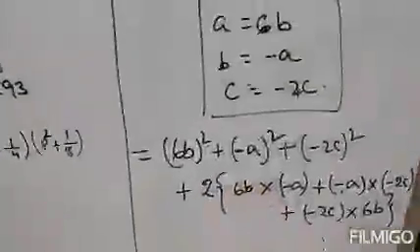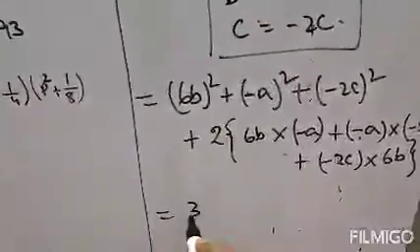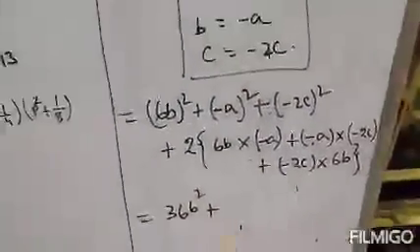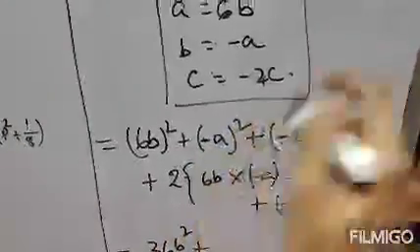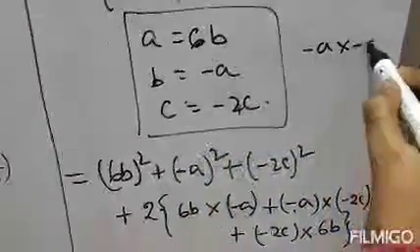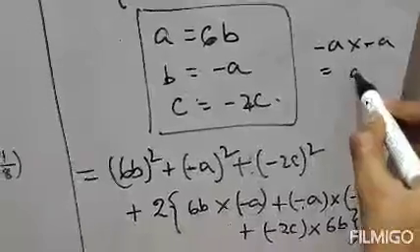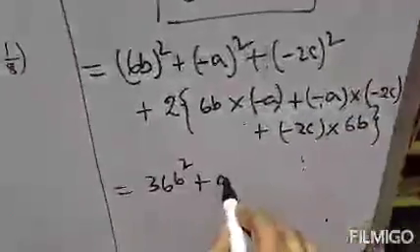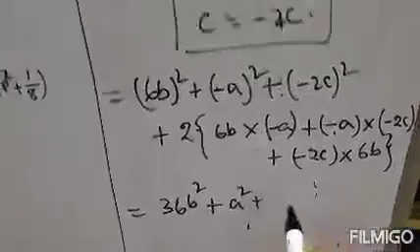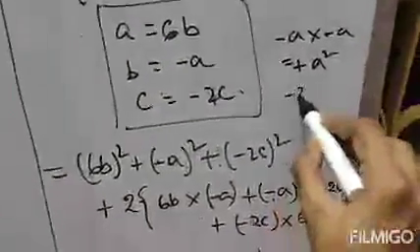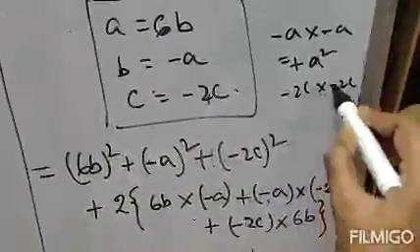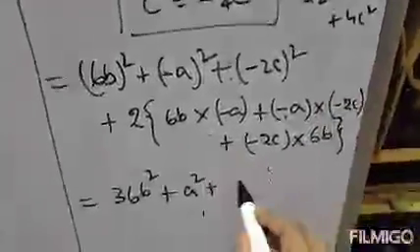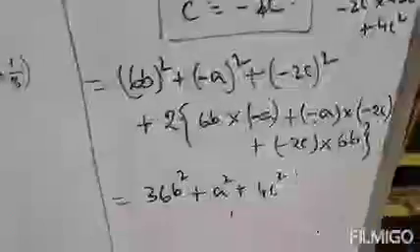6b square means 6b into 6b, that means 6 6s are 36, and b's are b square, plus minus a whole square. Minus a whole square means minus a into minus a, that means minus minus plus, and a's are a square, that means a square. Clear? Plus minus 2c square. Minus 2c square means minus 2c into minus 2c, that means minus minus plus, 2 2s are 4, c's are c square, that means plus 4c square. Clear?